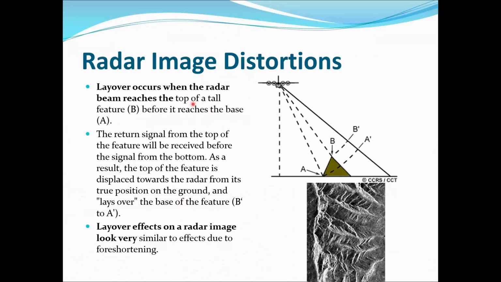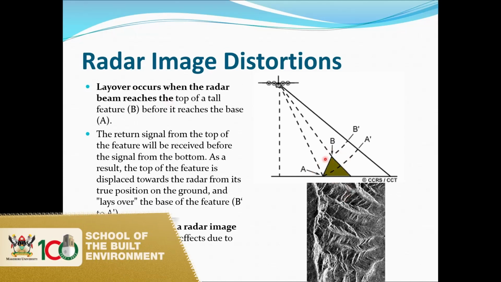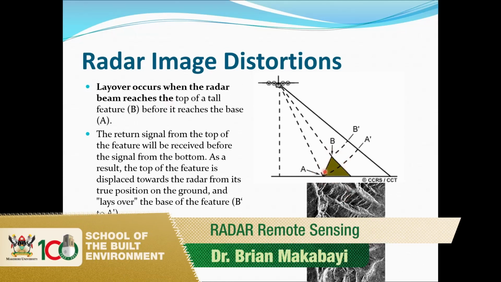What about the other one, layover? Radar layover occurs when the object being imaged is taller than it is wide. What's an example of this? A storage building. It's not normal to have a mountain that is too steep and sharp like that, so normally it's a storage building.